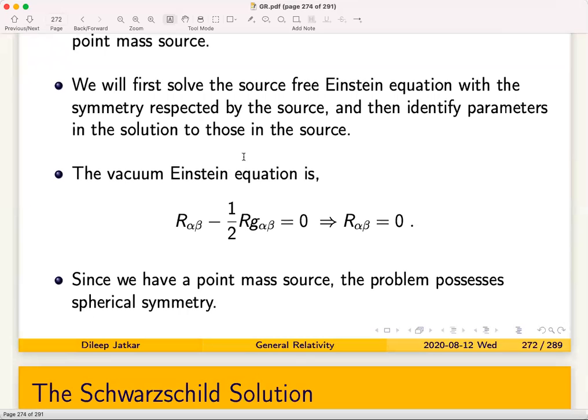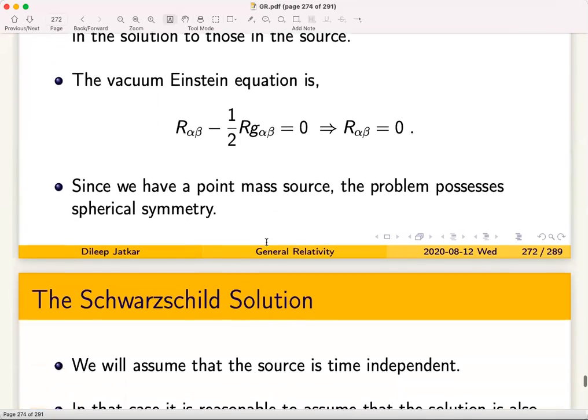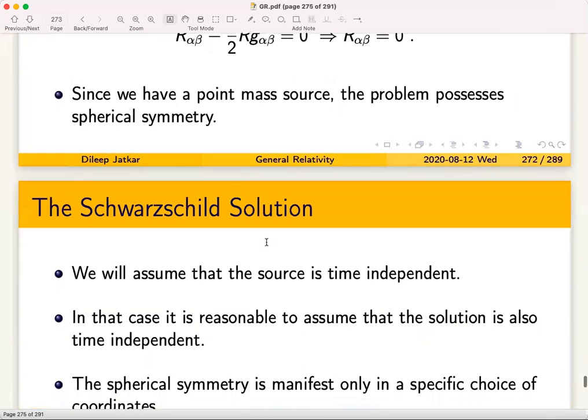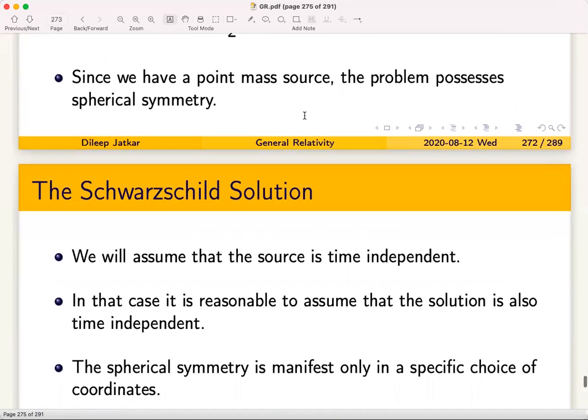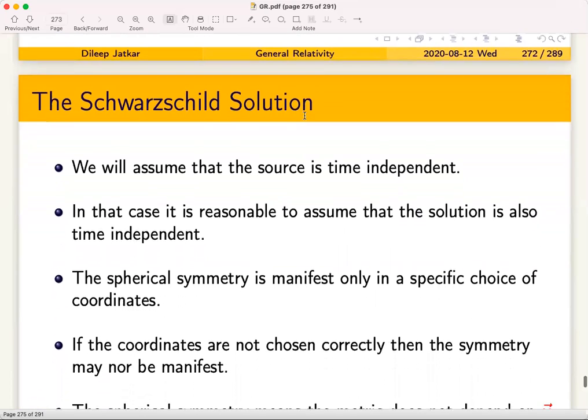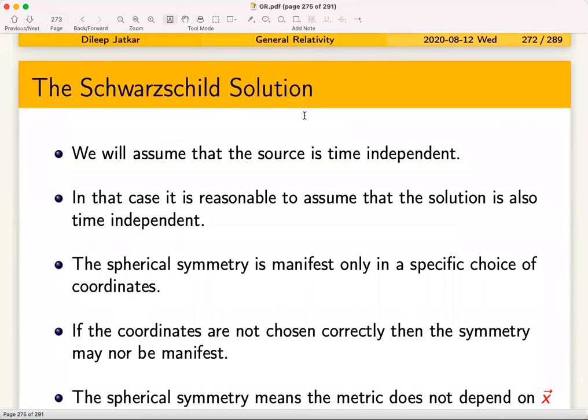Coming back to the problem, although we have ignored the delta function, we know that the delta function source would have spherical symmetry. So what we will do is start with an arbitrary metric and utilize the fact that the problem should have spherical symmetry. Now, besides the spherical symmetry, we are also going to assume that the point source we are considering is time independent. That means the source has some mass, and that mass is fixed.